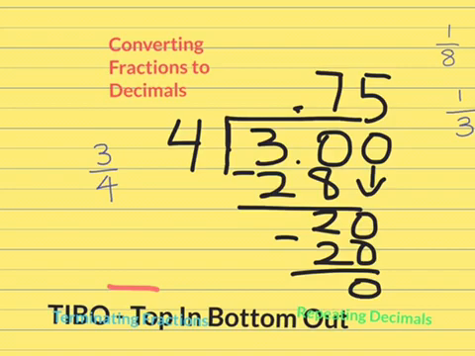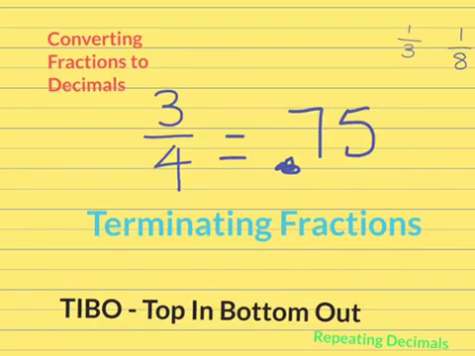So our answer to the problem is 75 hundredths, or 0.75. We say 75 hundredths because the 5 falls in the hundredths place. So 3/4 is equal to 75 hundredths. All right, so we just proved that 3/4 is equal to 75 hundredths.